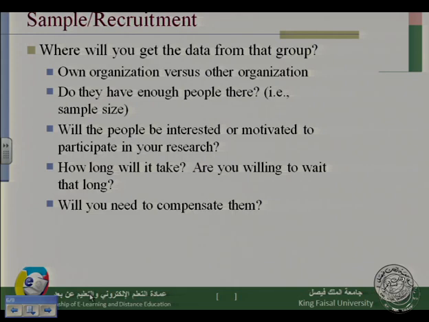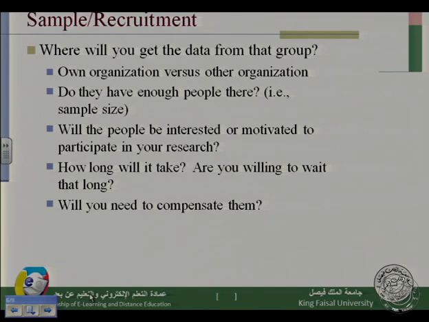Will the people be interested or motivated to participate in your research? This is very, very important, because if they are not motivated or not interested, they are not going to give you the information that you want. Maybe they are going to give you fake information just because they want to finish the study. One way to do it is to give them incentives. Some teachers give marks to students. Some researchers give money. They give some gifts, mobiles, pens, any kind of gift, just to motivate people to participate in the research.